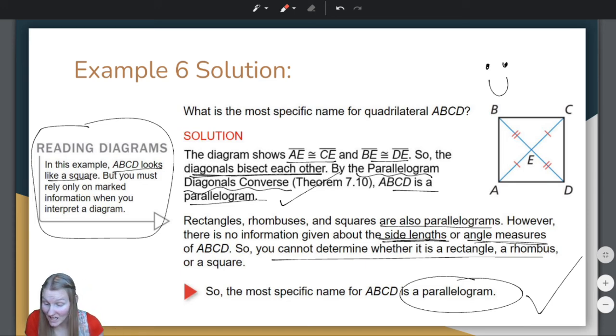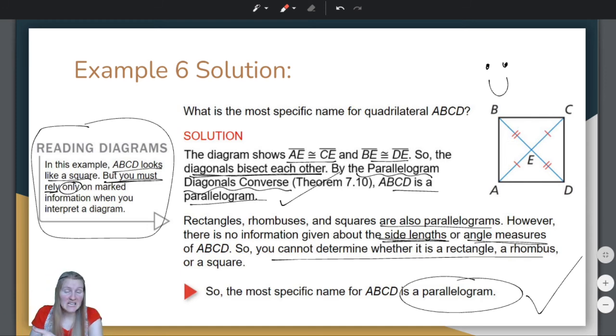So, one thing that I would love to point out is, in this example, ABCD looks like a square. It really does. These all look like 90-degree angles. And these look like congruent sides. But you must rely only on marked information when you interpret a diagram. So these red tick marks, this is marked.